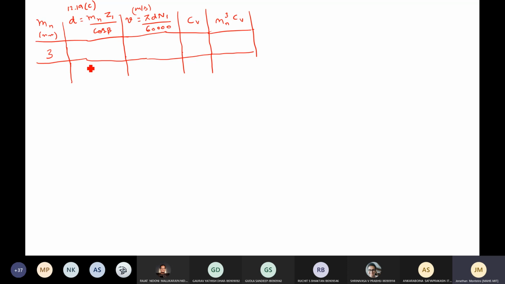So if you say 3, then it is 3 into Z1, which is 20, divided by cos of 20 degrees. What will you get? D as 63.85, yes, 63.85. This value is also in mm. Then what will be the linear velocity at the circumference? V is pi D N1 by 60,000, which is 200.6.